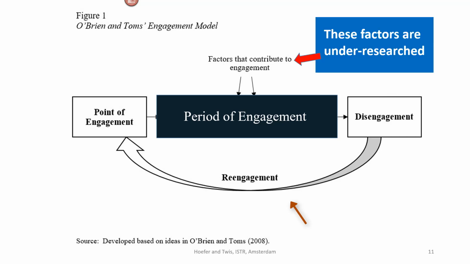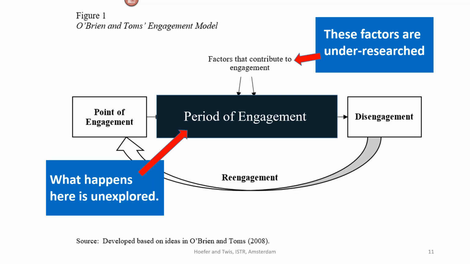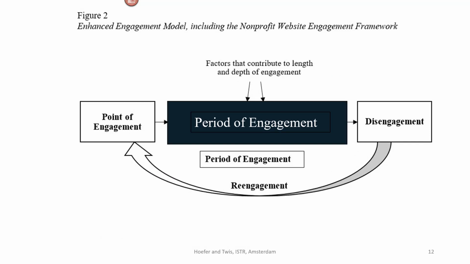We find, however, that O'Brien and Toms' model doesn't really look at the factors. They're under-researched. What are these factors that lead to or contribute to engagement? Also, they don't really explore what happens during the period of engagement. So we've taken their basic model and we've added to it and we believe improved it.